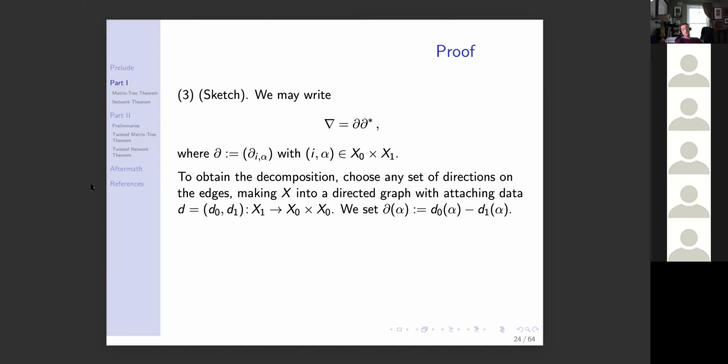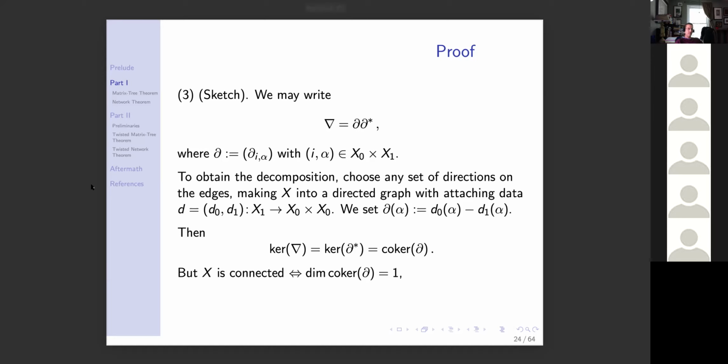And the attaching data of that directed graph is given by this attaching map, which now assigns to an edge its ordered pair of vertices as endpoints. And then we set the boundary of alpha equal to the initial vertex of the edge minus the terminal vertex of the edge. We take the difference, and that's my matrix entry. In other words, that would be a column vector where all entries are 0 except those given by the initial vertex of alpha and the terminal vertex of alpha, where you have a 1 in the first case and a -1 in the second case.